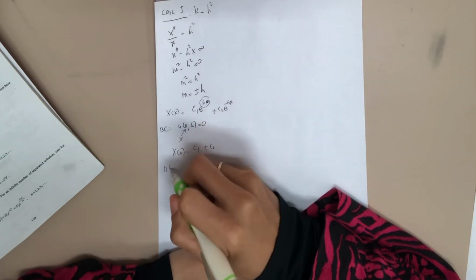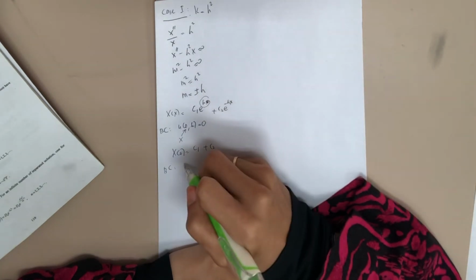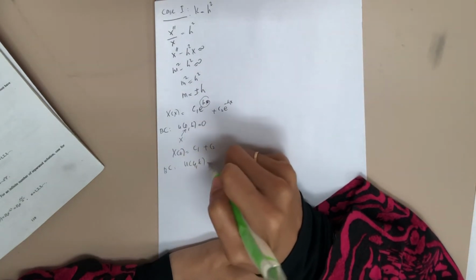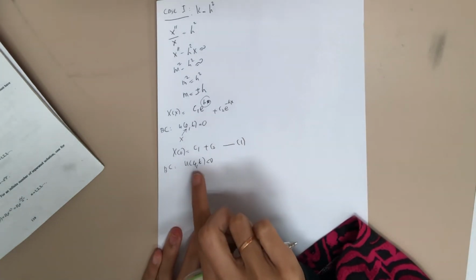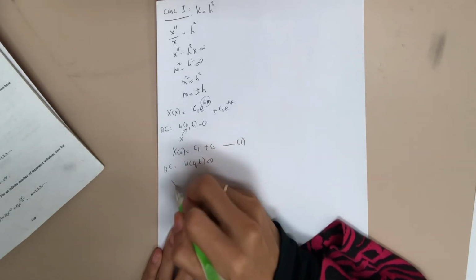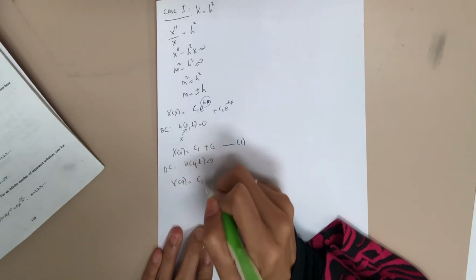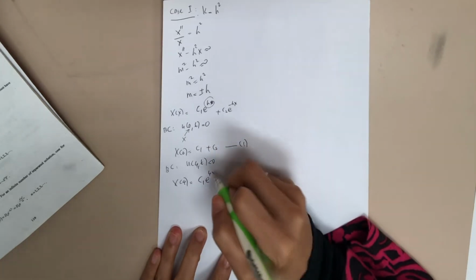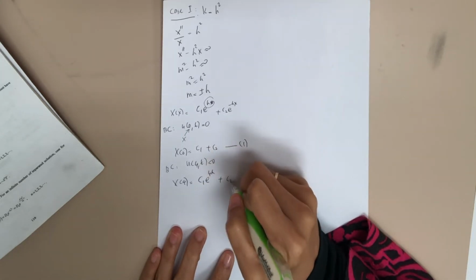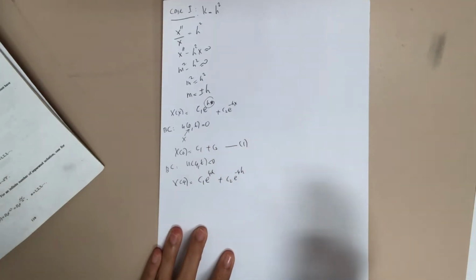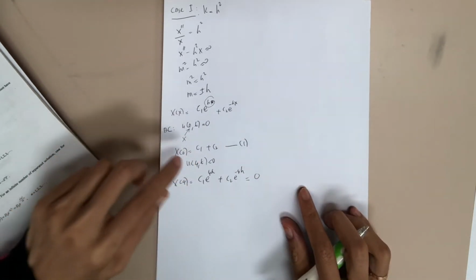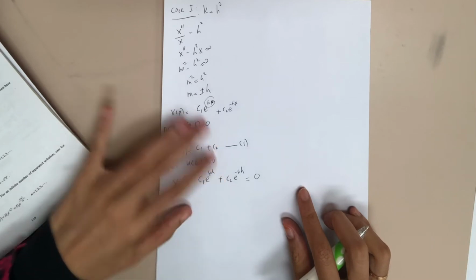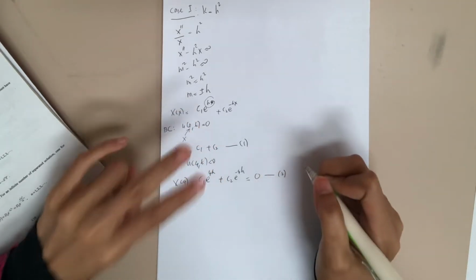Then the second BC is u(4,t). So this is the first equation just now. Now the second BC is at 4, so you repeat the same thing, but now you substitute 4 into x. C1 e^(4λ) plus C2 e^(-4λ), and this equation also equals 0. So now our objective is to find the value of C1 and C2.